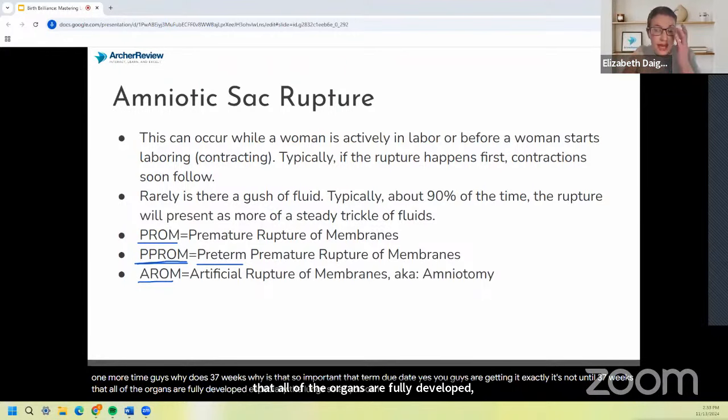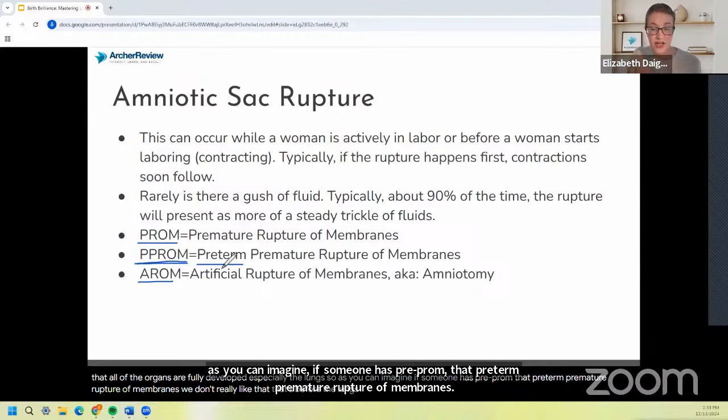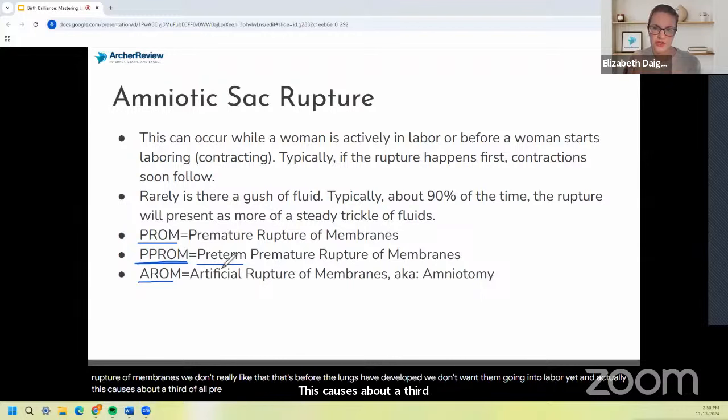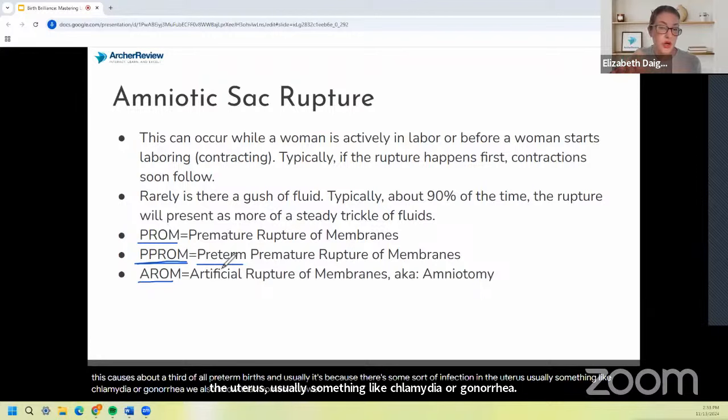So as you can imagine, if someone has PPROM, that preterm premature rupture of membranes, we don't really like that. That's before the lungs have developed. We don't want them going into labor yet. And actually, this causes about a third of all preterm births. And usually it's because there's some sort of infection in the uterus, usually something like chlamydia or gonorrhea. We also know that women of lower socioeconomic status are more likely to have this happen.